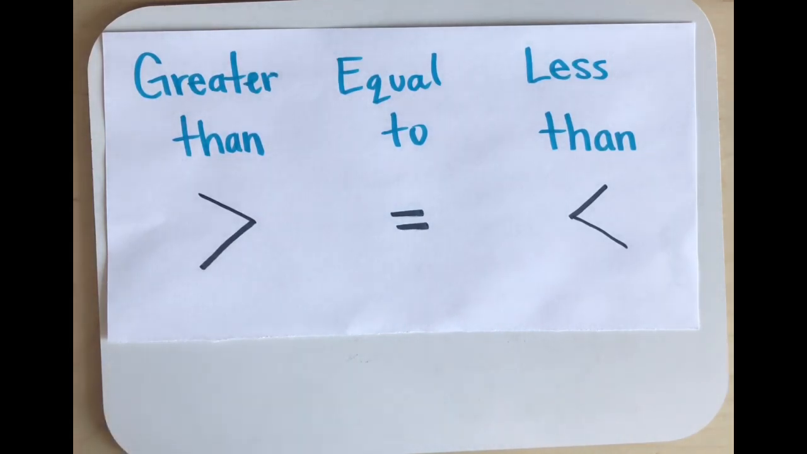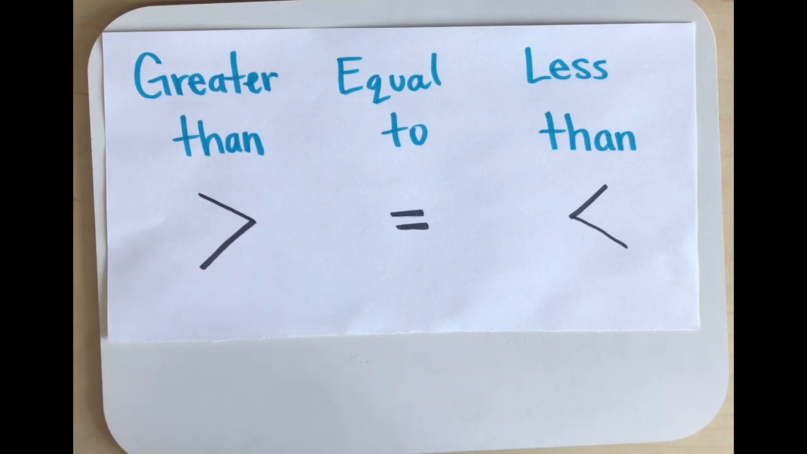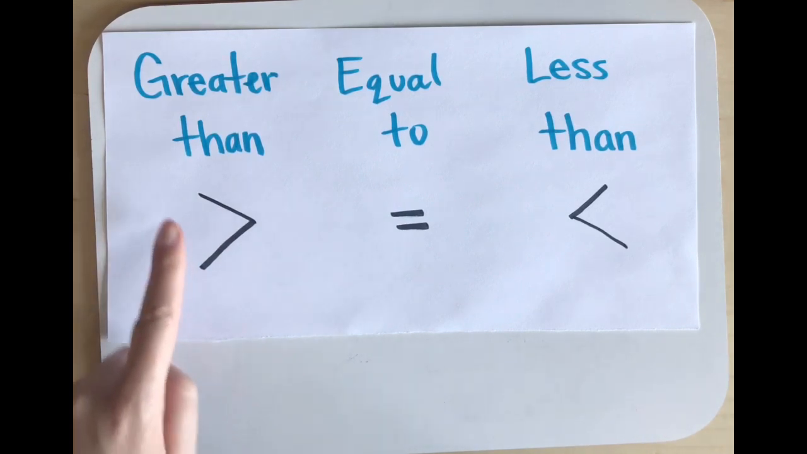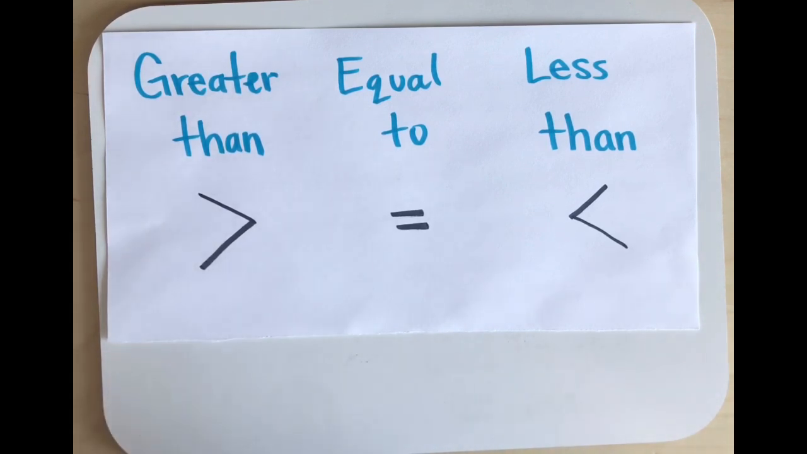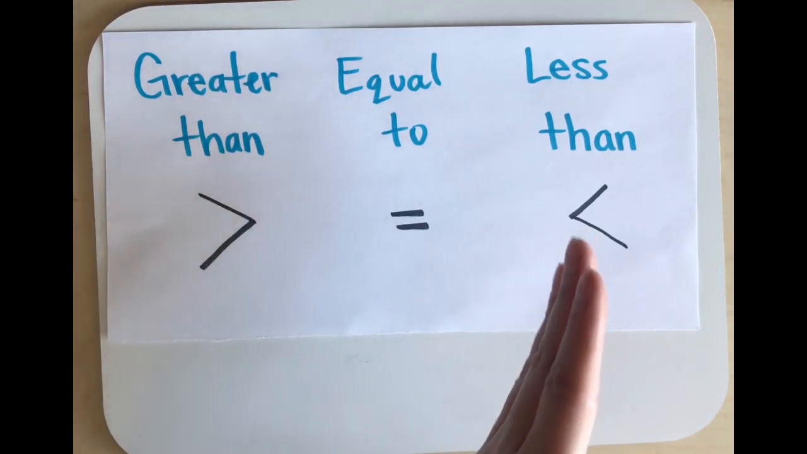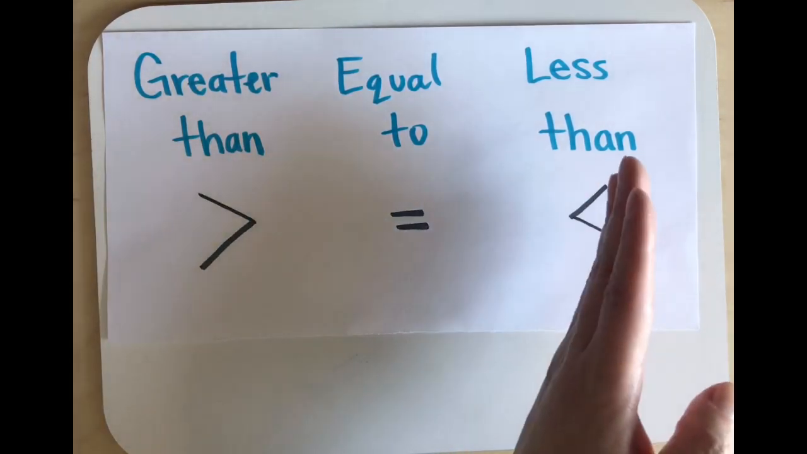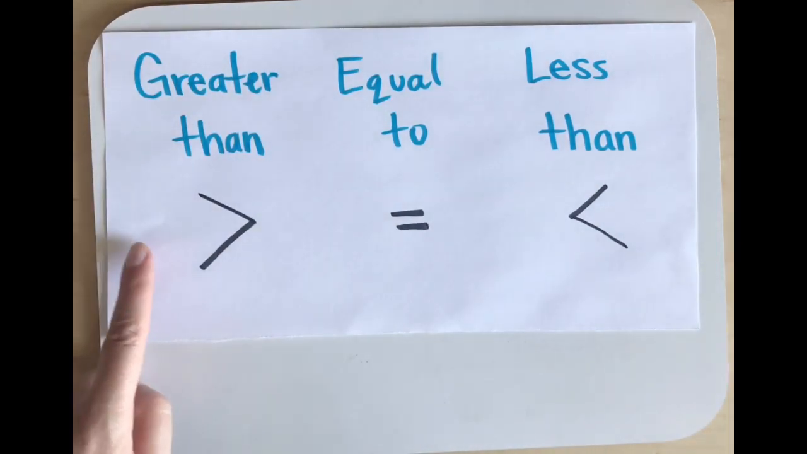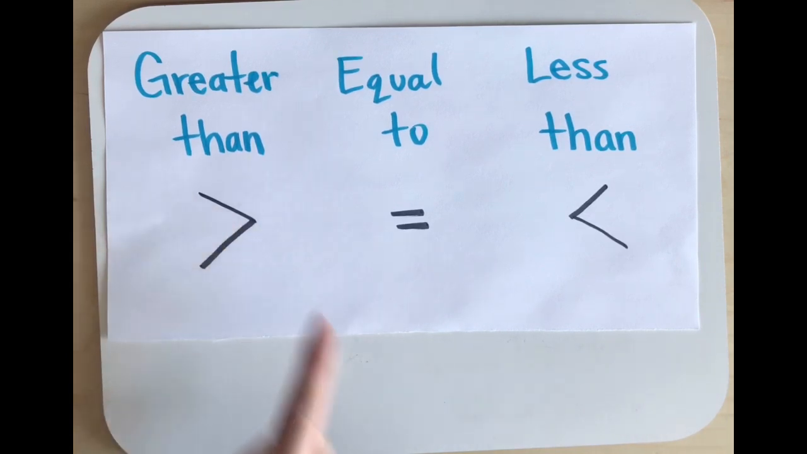So these are the symbols that we just reviewed. When we look at the greater than symbol, we see that the bigger number should be on this side. Remember that we read numbers left to right. That means the way that you would read words in a book. You start at the left and then you move on to the right as you read. So we would say one number is greater than the other number.